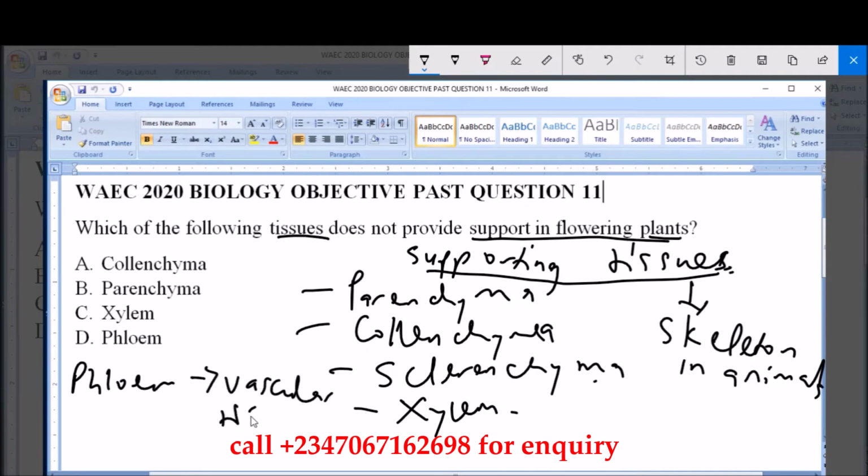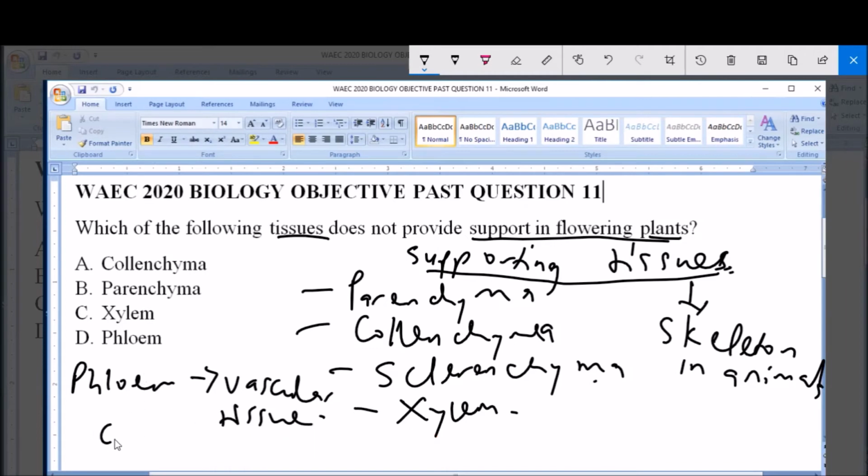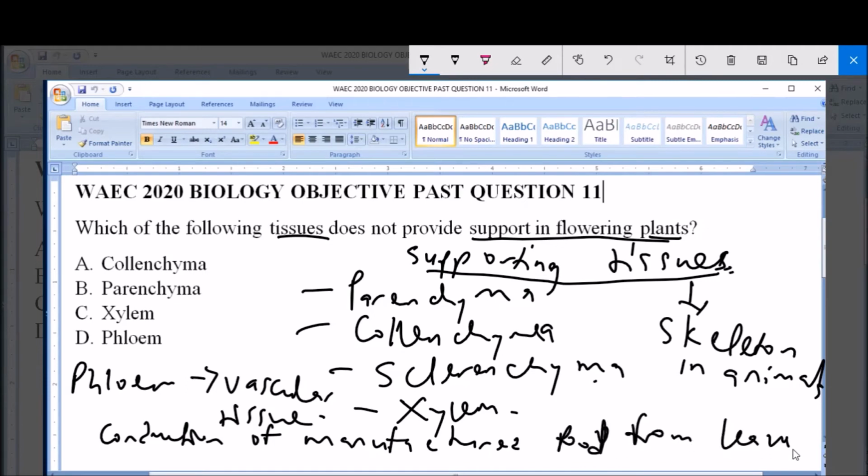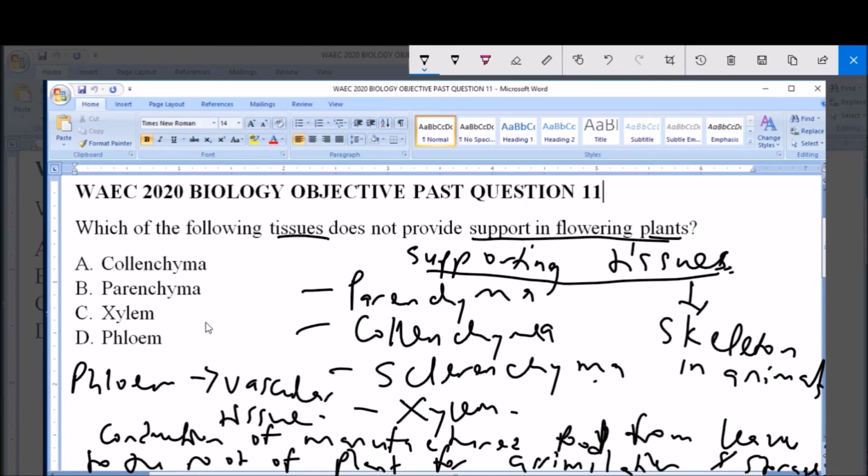It's known as a vascular tissue, and the purpose of it is conduction of manufactured food from leaves to the roots of plants for assimilation and storage. So it is a conductive tissue or a vascular tissue.